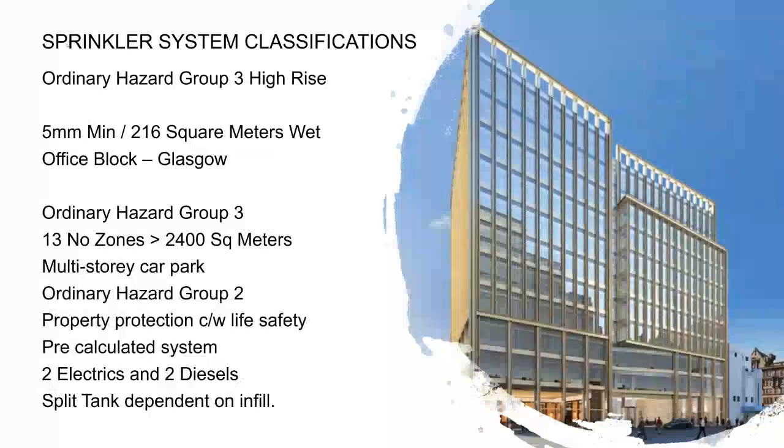Okay, so for instance, this here was 1 West Regent Street, and that was over 45 metres. So it automatically went to high-rise building. Okay, so it was Ordinary Hazard Group 3. That one had 13 zones in it, and each zone was a maximum of 2,400 square metres. It also had a multi-storey car park in it, so that was a dry system. Okay, and that was Ordinary Hazard Group 2.